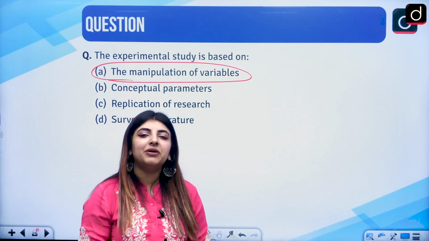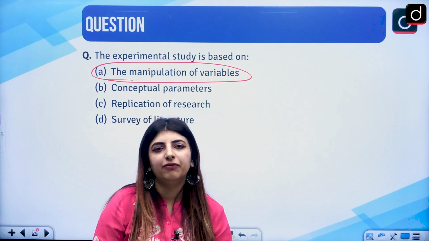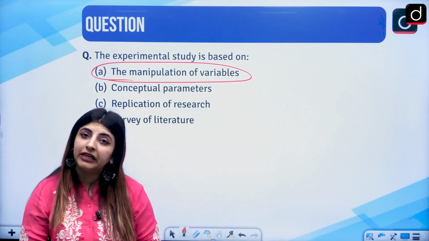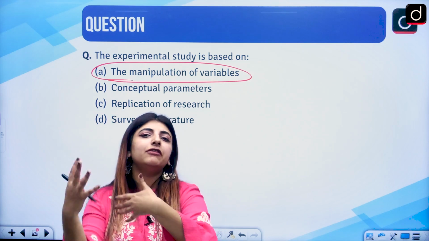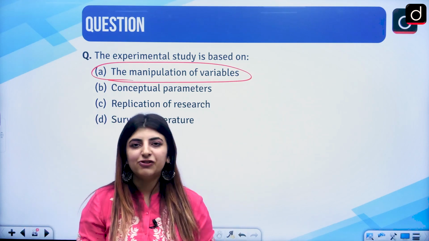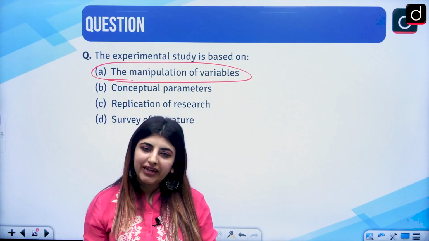So, I hope things were clear in this very video where I wanted to talk about intervening, control and confounding or extraneous variables altogether. Now, we are done with the variables things.